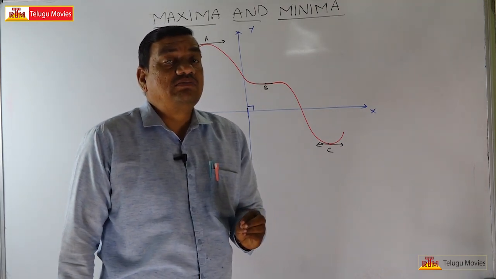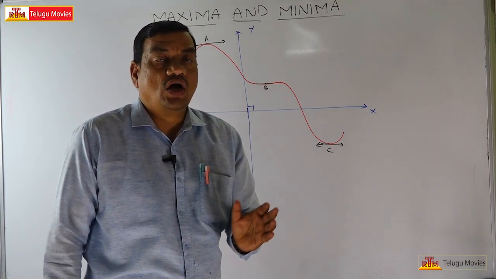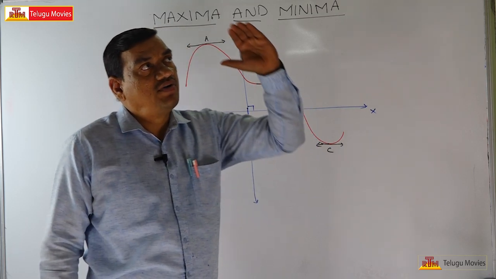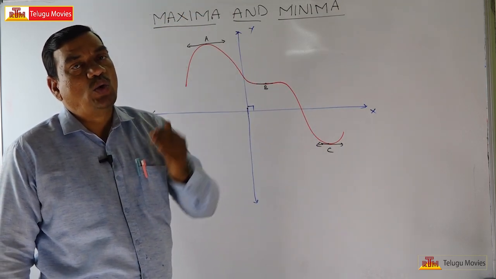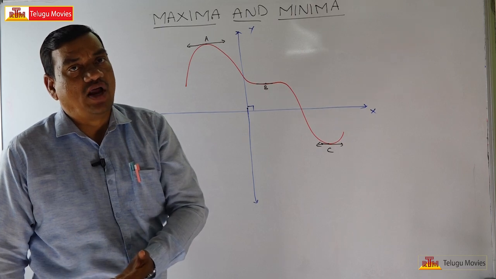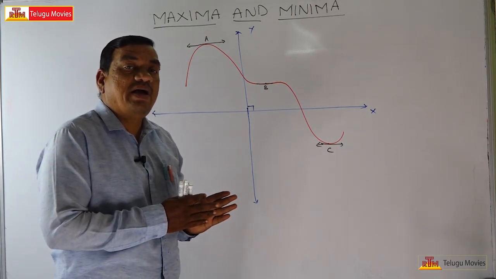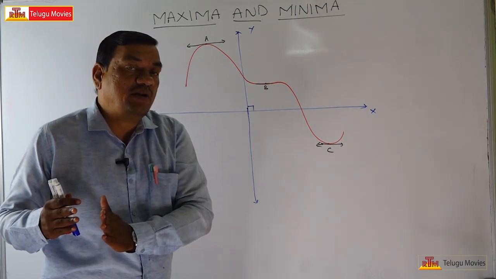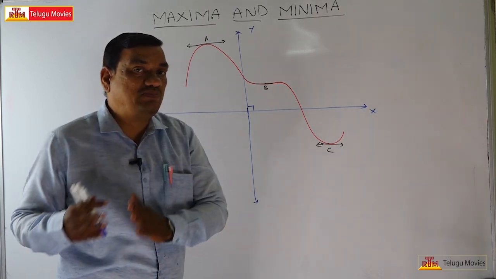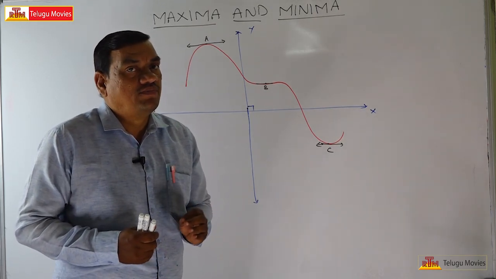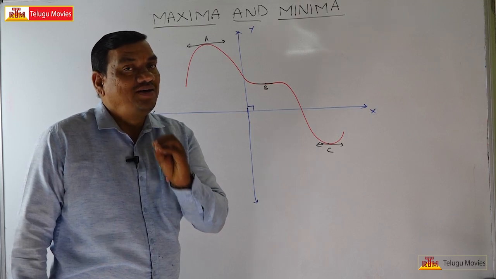A function is nothing but a curve. In the curve, given a domain, the function will take a maximum value and sometimes it takes a minimum value. At what point it takes a maximum value, at what point it takes a minimum value, what is a maximum, what is a minimum, all those things I will try to explain in a detailed way.